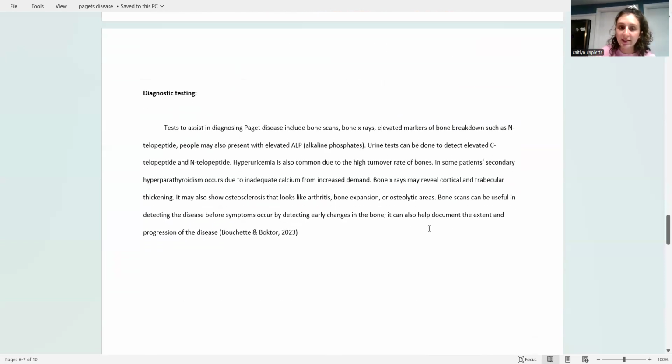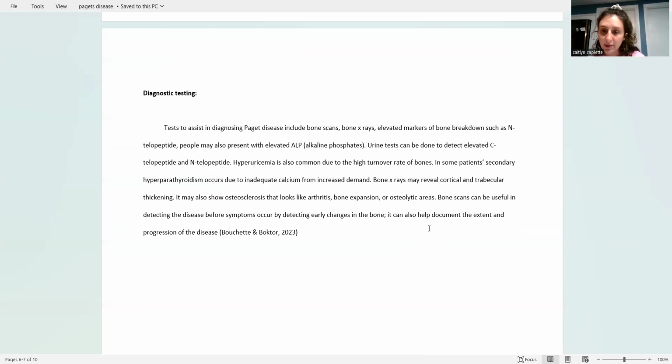Tests to assist in diagnosing Paget's disease include bone scans, bone x-rays, and elevated markers of bone breakdown, such as N-telopeptide. People may also present with elevated ALP, or alkaline phosphatase. Urine tests can be done to detect elevated C-telopeptide and N-telopeptide, which are those markers. Hyperuricemia is also common due to the high turnover rate of bones. And some patients develop hyperparathyroidism due to inadequate calcium from increased demand.